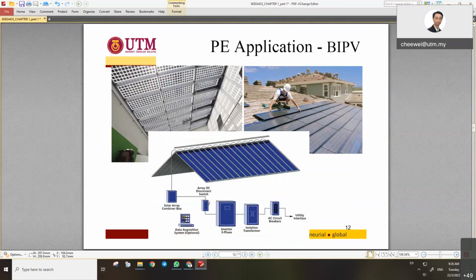Nobody? Okay, so PV is receiving the energy from where? From nature. Where do you get the energy from? The PV is receiving energy from? Solar. Yeah, the sun. The sun. Okay, no, it's from the sun.